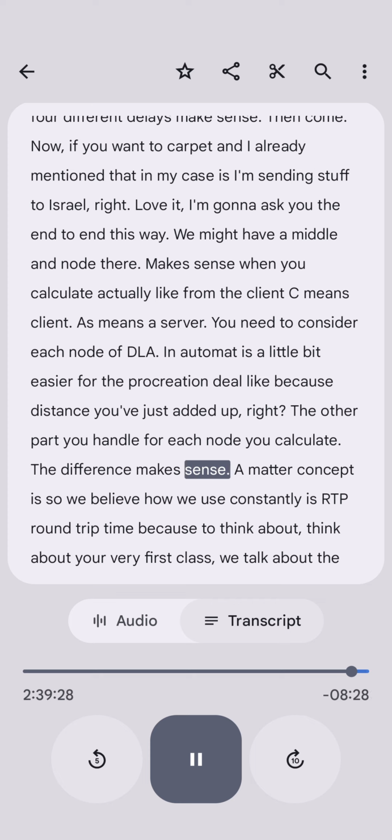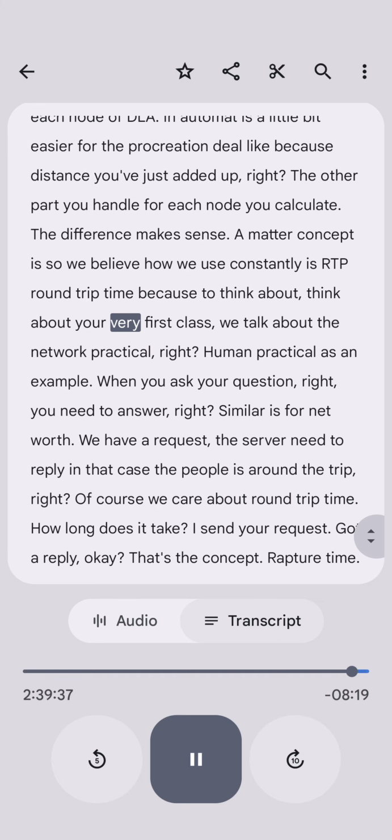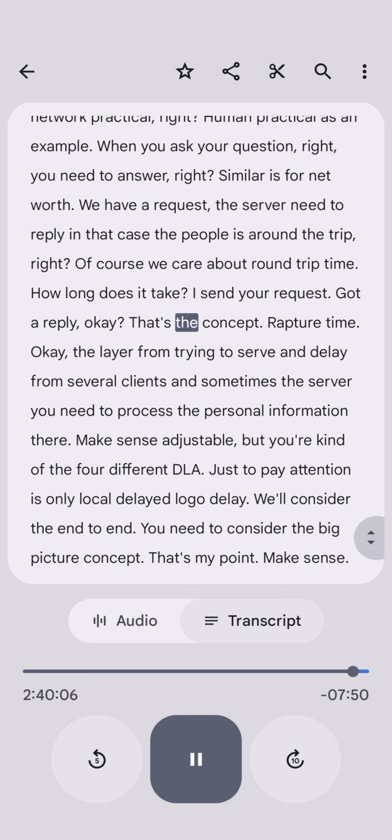Make sense? Then another concept we constantly use later on is RTT, round trip time. Because think about when in the first class we talked about the network protocol, right? We used a human protocol as an example: when you ask your question, you need an answer, right? Similar case for network, we have a request, the server needs to reply. In that case, it typically is a round trip, right? Then, of course, we care about round trip time. How long does it take? I send you a request, I get a reply. Okay? That's the concept of round trip time.